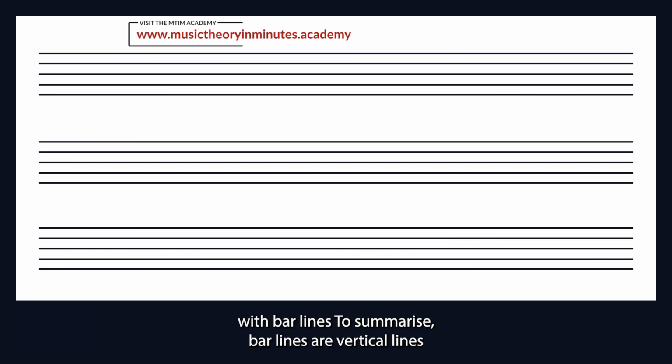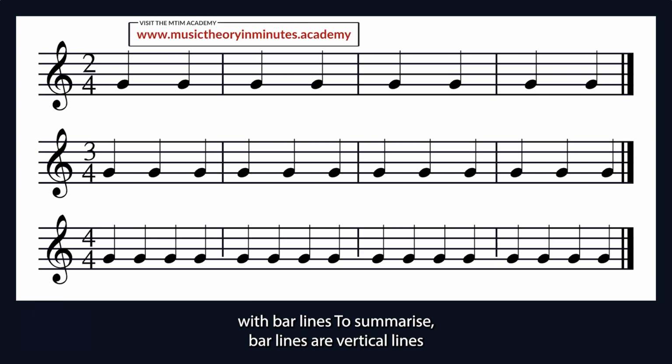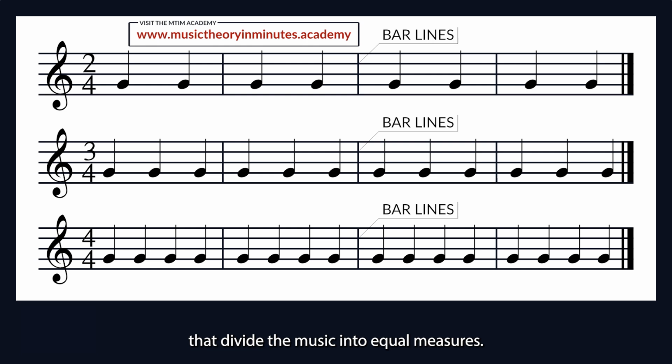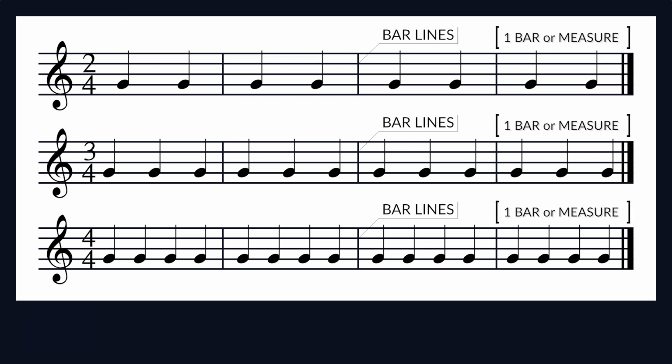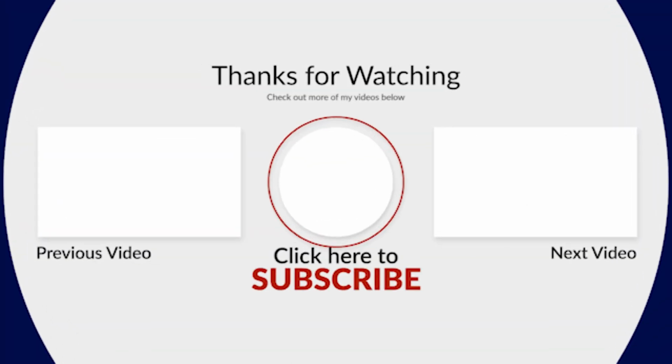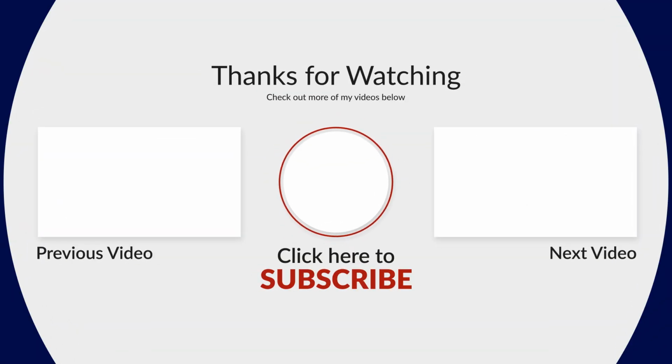To summarise, barlines are vertical lines that divide the music into equal measures. Not only are they an essential part of the theory, but they also make it easier to read and understand the music, especially in relation to the time signature.